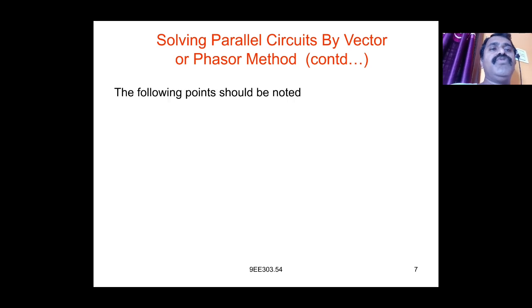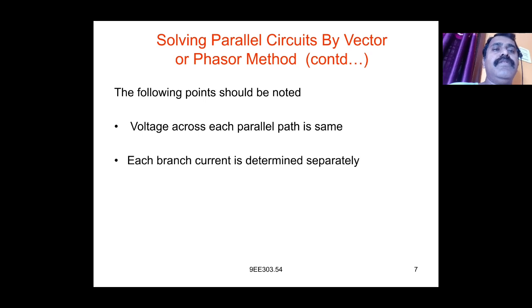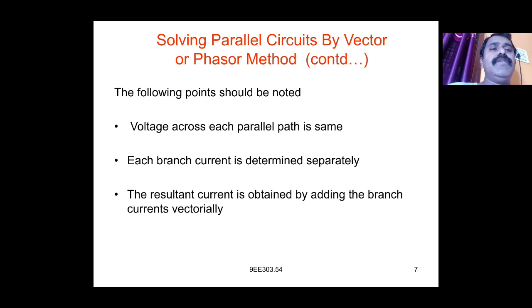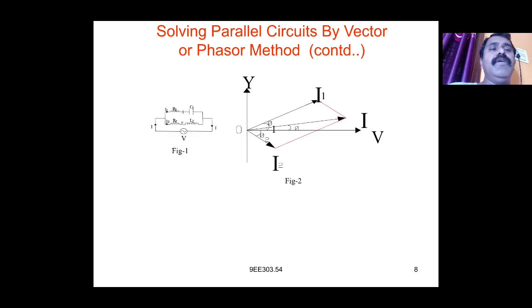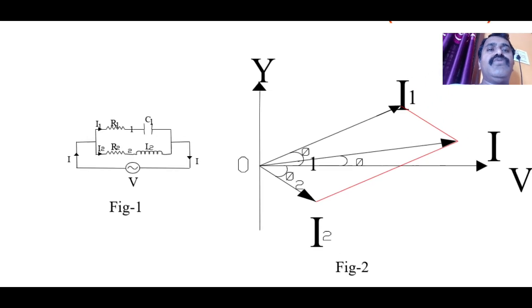So the following points should be noted. Voltage across each parallel path is the same. Each branch current is determined separately. The resultant current is obtained by adding the branch currents vectorially. Again this constitutes the parallel circuit where the first branch is connected with the resistance and the capacitance, and the second branch is connected with the resistance and the inductance, together connected to the voltage source.